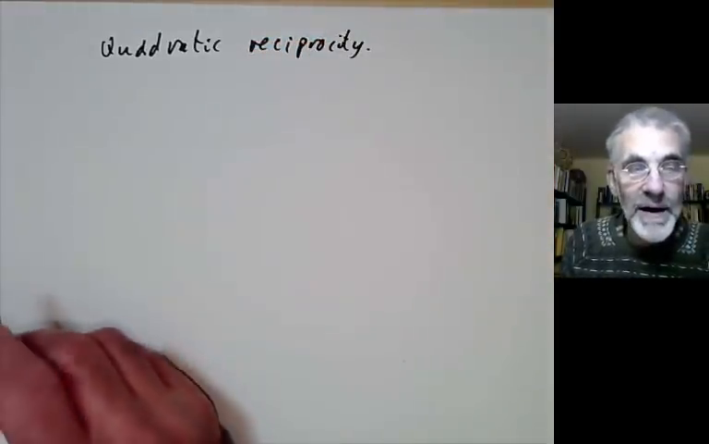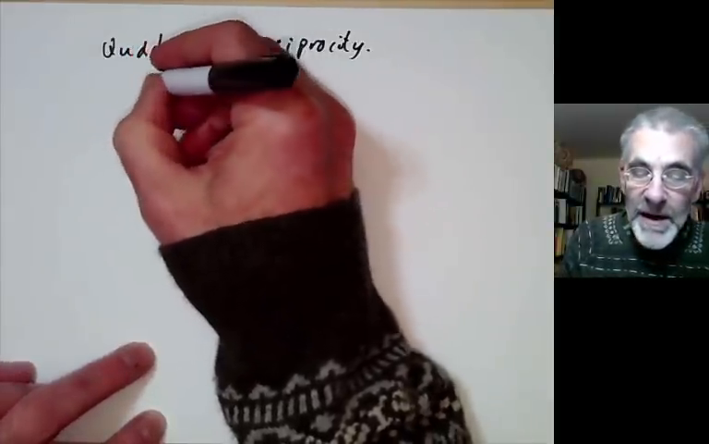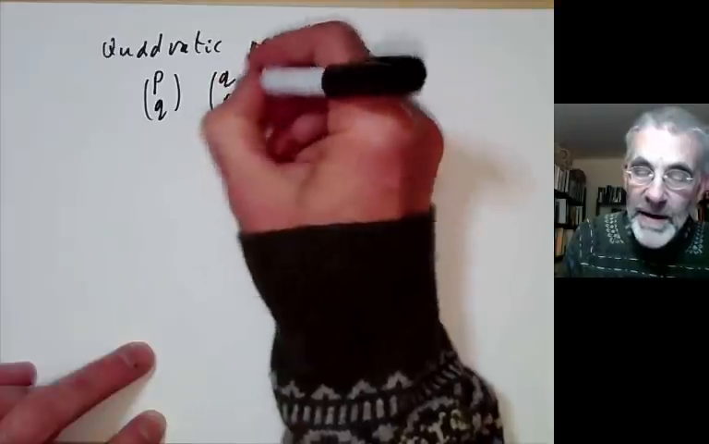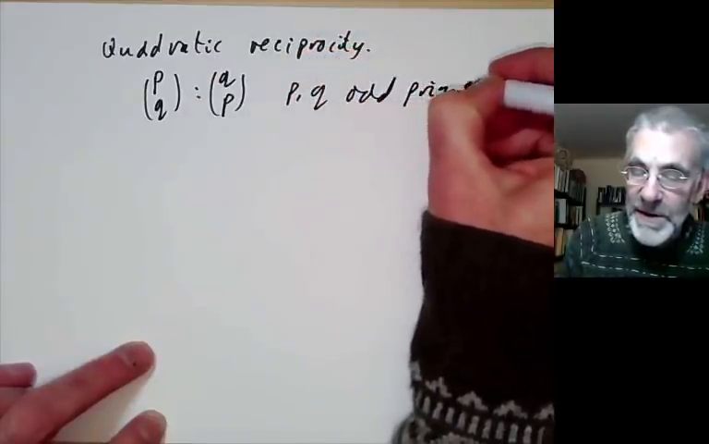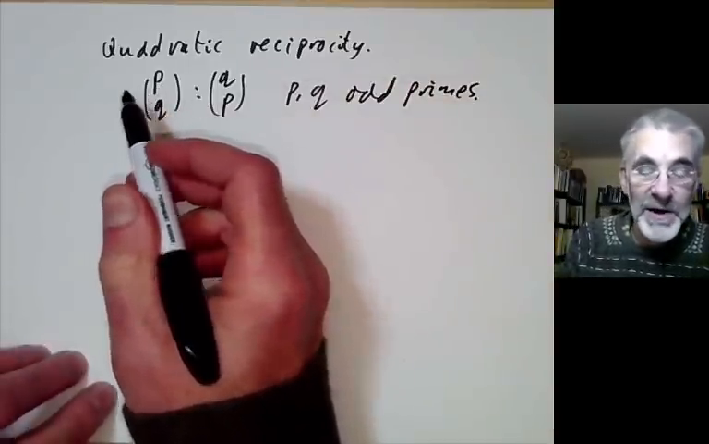So Euler calculated a large number of these quadratic residue symbols, and he noticed a funny relation between (p/q) and (q/p), where p and q are odd primes. What he did was calculate a table of these for primes p up to about 100 or something.